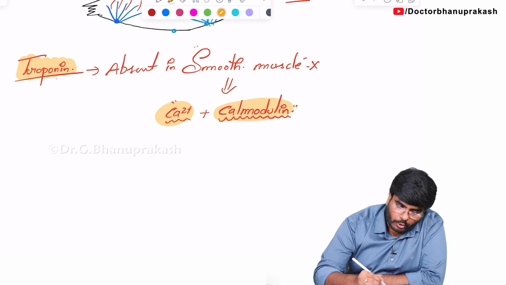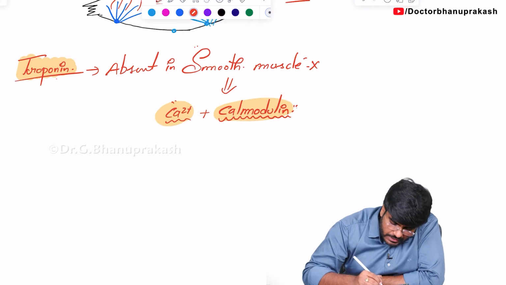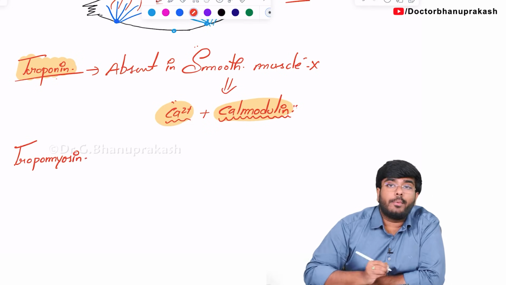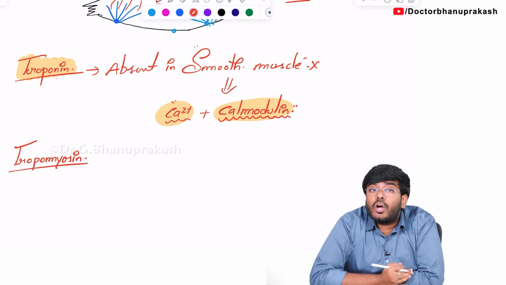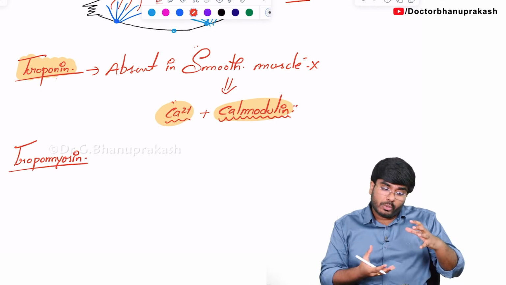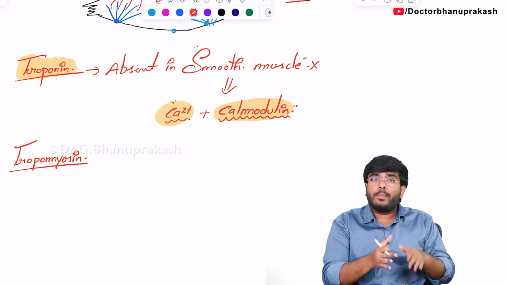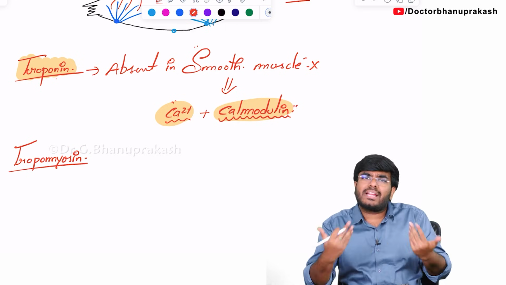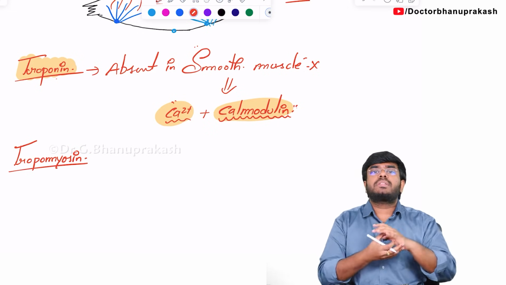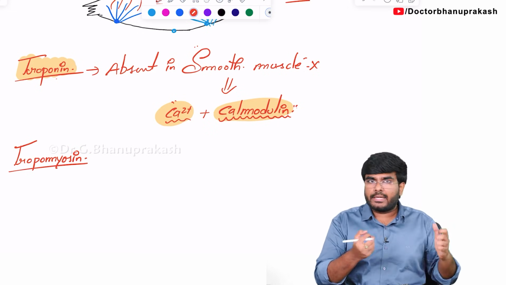Okay sir, troponin okay. Then what about tropomyosin? What is the role of tropomyosin in a skeletal muscle? Tropomyosin blocks the active sites on the actin and prevents the binding of myosin heads with the active sites. It doesn't allow muscle contraction to occur because the myosin head cannot go and bind with the active site.